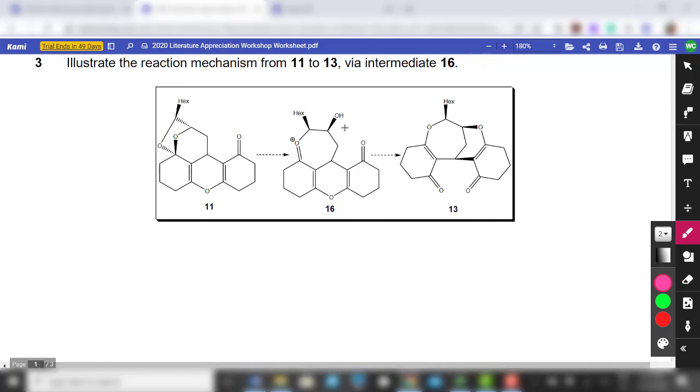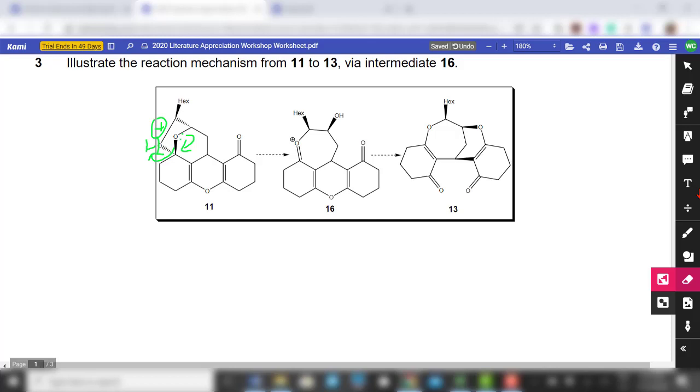So you realize that this thing actually opens up. With the earlier idea in mind, I hope you can see that your first step should involve the protonation of this particular oxygen. Sorry, it's a bit thick. The protonation of this particular oxygen, and then in the process, the lone pairs on this group will just come in and kick out this oxygen, and this is how you form 16.